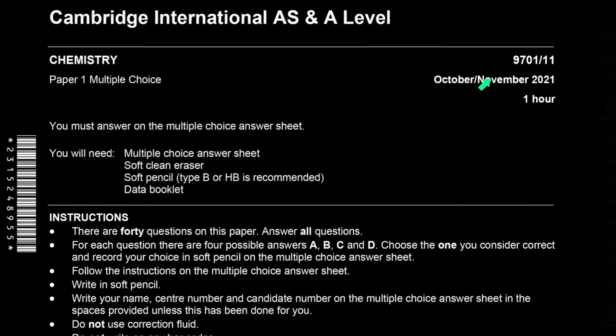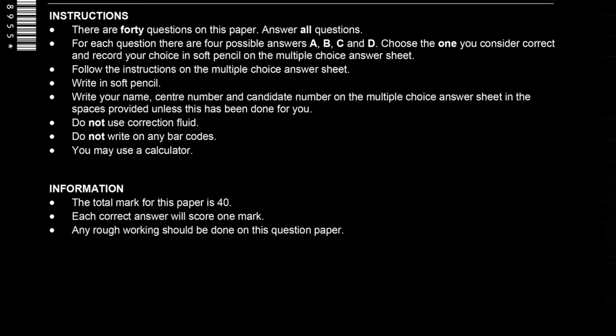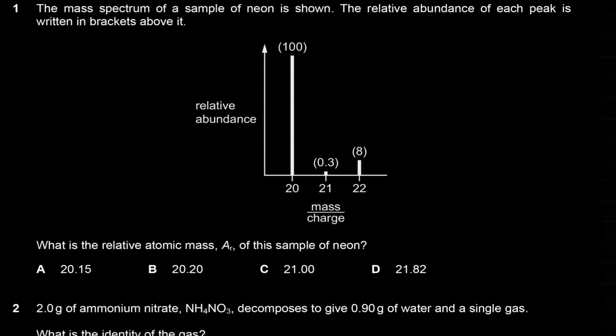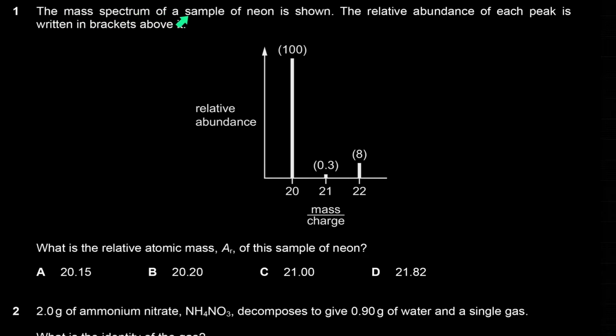So today we're going to be solving October-November 2021, paper 11. Here we have question number 1. Question number 1 says the mass spectrum of a sample of neon is shown. The relative abundance of each peak is written in the brackets above it. What is the relative atomic mass of this sample of neon?